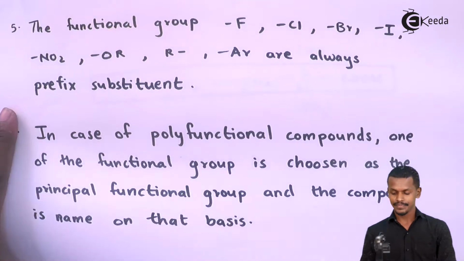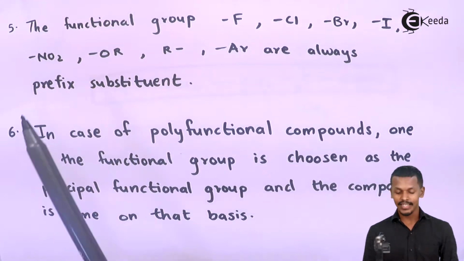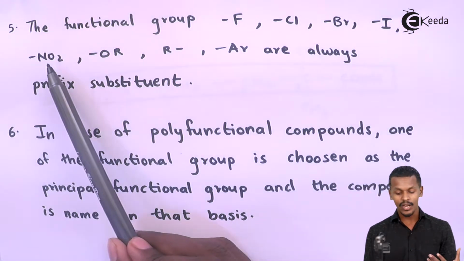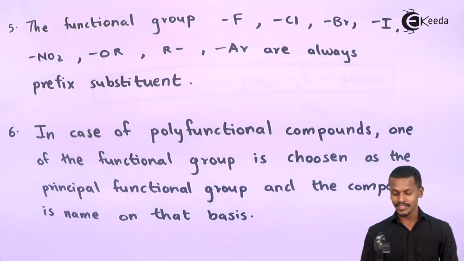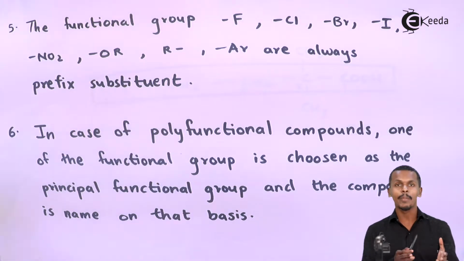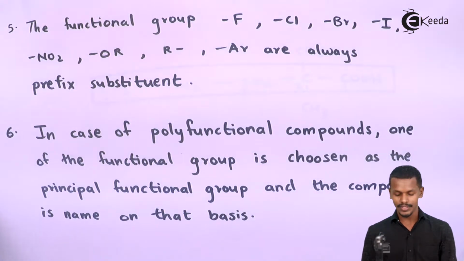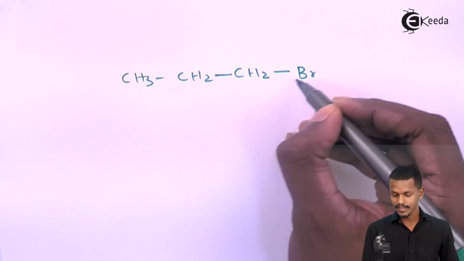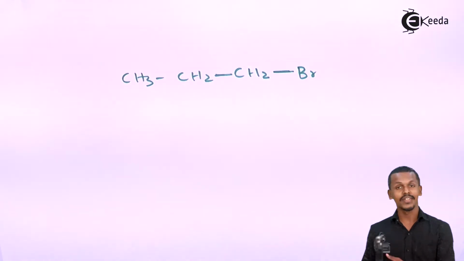That is this one. Talking about the fifth point, it says that the functional groups, that is F, fluoro, chloro, bromo, iodo, NO2, OR, R, this is alkyl, AR aromatic, that is it could be a benzene also, are always written as prefix substituents. So suppose we take an example like this one, an organic compound for which we have followed the first few rules that we have mentioned in this lecture.